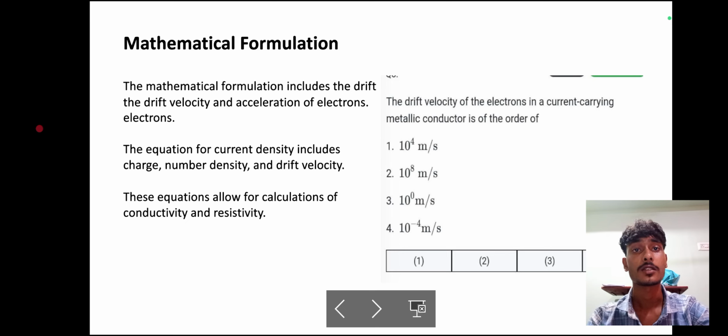Mathematical formulation. The mathematical formulation includes the drift velocity and acceleration of electrons. The equation for current density includes charge, number density, and drift velocity. These equations allow for calculation of conductivity and resistivity.